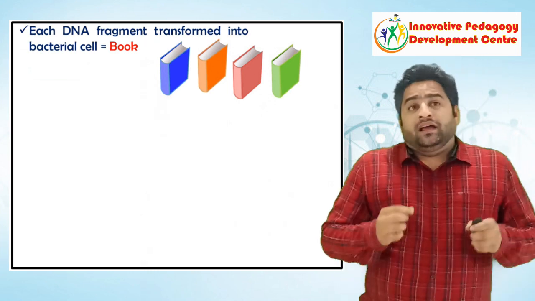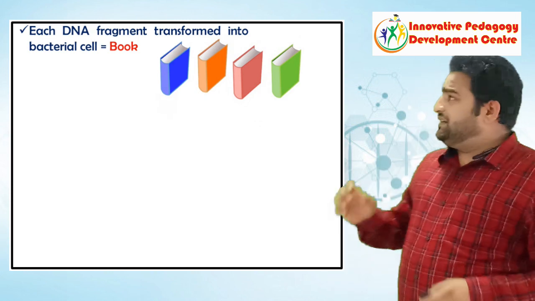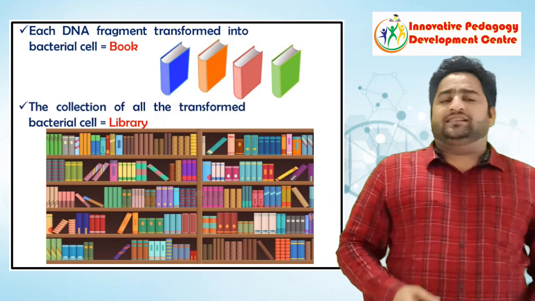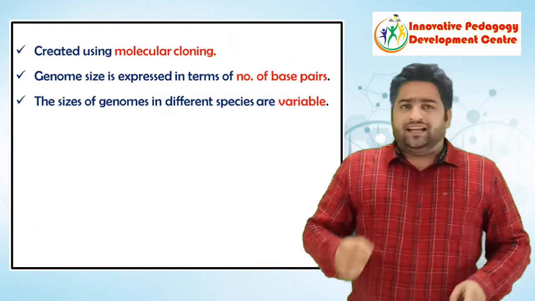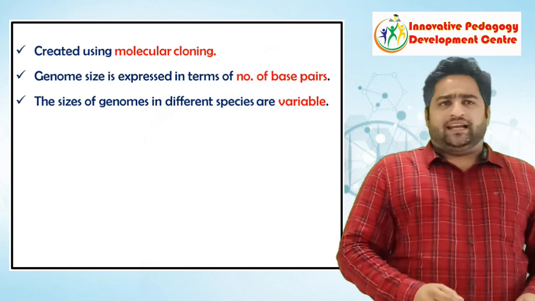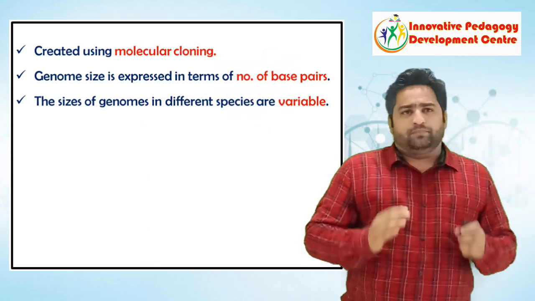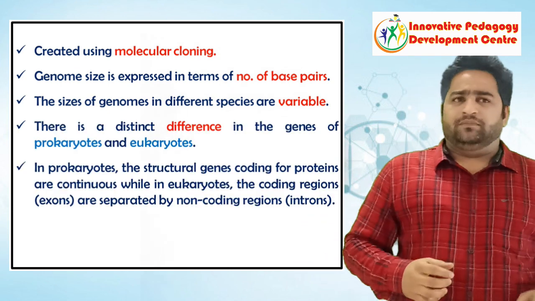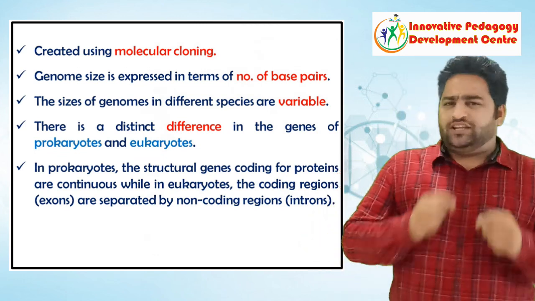So here, each DNA fragment transformed into the bacterial cell can be considered as a book. So the collection of all the transformed bacterial cells can be called the library. It is created using molecular cloning techniques. The genome size is expressed in terms of number of base pairs, and the sizes of genomes in different species are variable. There is a distinct difference in the genes of prokaryotes and eukaryotes.